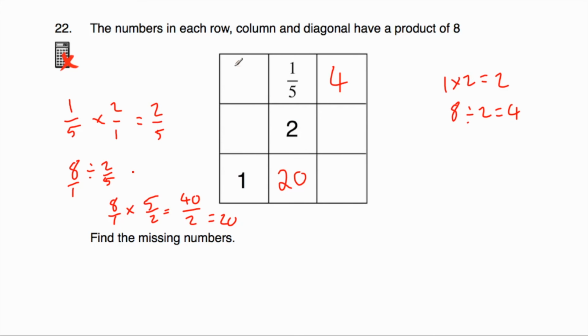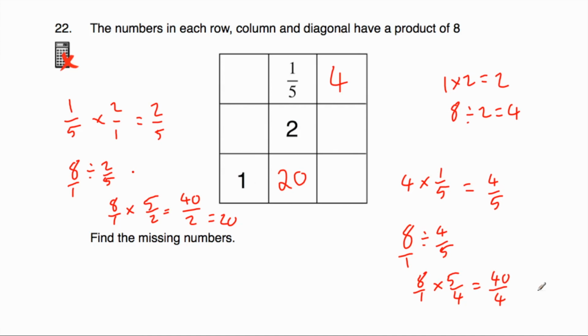Let's now get this number here. We've got 4 times 1/5, which would be equal to 4/5. Now we just need to do 8 divided by 4/5 because we know that they multiplied together to be 8. So that's 8 over 1 multiplied by 5 over 4. 8 times 5 is equal to 40, 1 times 4 is equal to 4, and 40 divided by 4 is equal to 10. So this number is equal to 10.